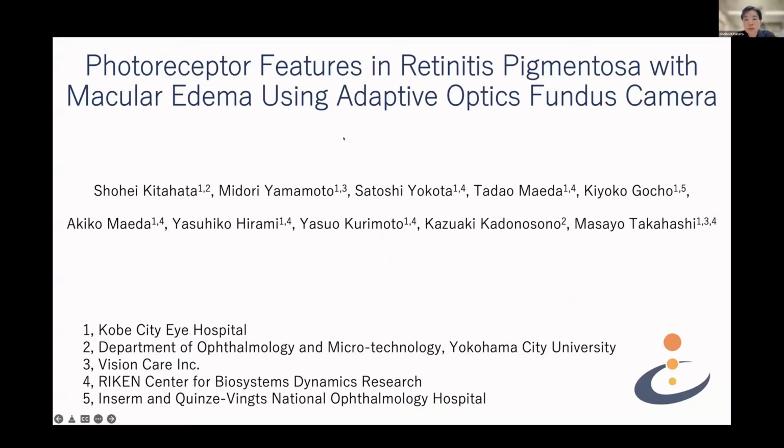And I'd like to introduce the second speaker, Shohei Kitahata, from Yokohama City University, with the photoreceptor features in RP with macular edema using adaptive optics fundus camera. Thank you for the opportunity to make the presentation at such a wonderful conference. I will talk about the photoreceptor features in retinitis pigmentosa complicated by macular edema.